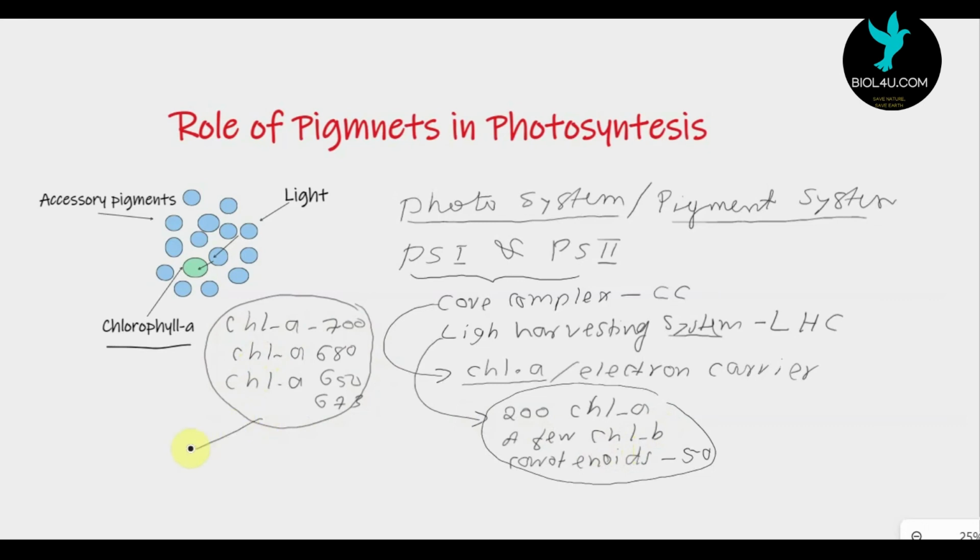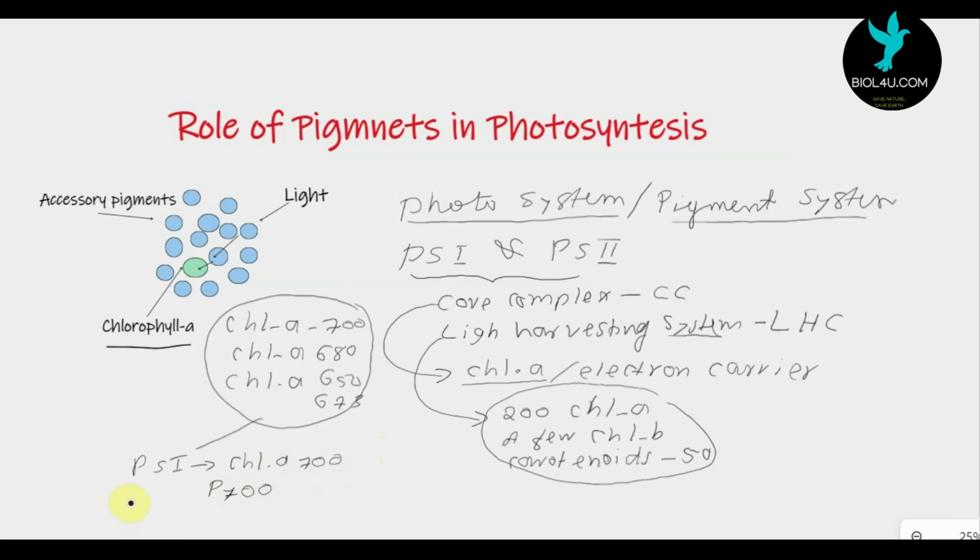Okay, in PS1, the specific chlorophyll A is chlorophyll A 700. That is the specific chlorophyll A present in PS1, so it is commonly written as P700. P700 means photopigment 700. Here the reaction center is the chlorophyll A that absorbs light energy at 700 nanometer wavelength, so it is known as P700.